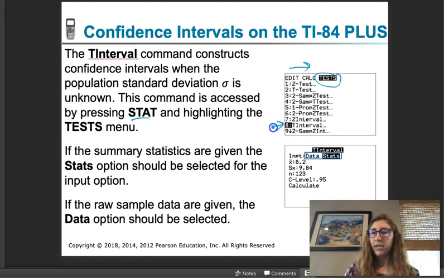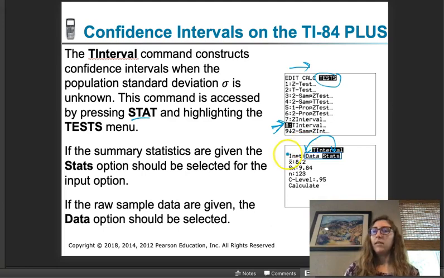All right, so again, we're using our t interval when we are trying to estimate mu, which is our population mean. Okay, and t interval, we use that when we do not know the population standard deviation. Okay. On t interval, when you click that, there are 2 different options here, right? There's a data option and then there's a stats option.